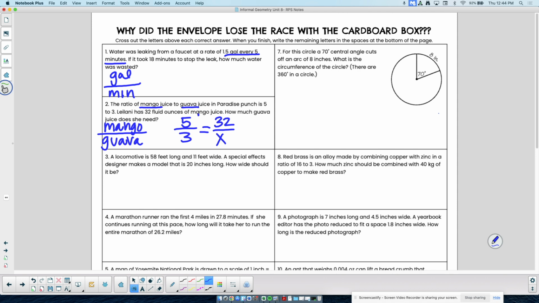A locomotive is 58 feet long and 11 feet wide. A special effects designer makes a model that is 20 inches long. How wide should it be? So what two things are we comparing? Long, it's like length over how wide it is.